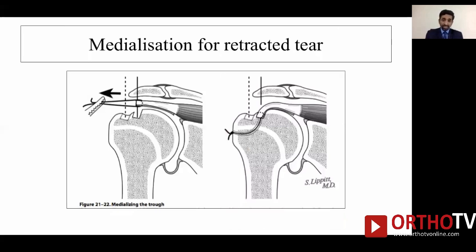In cases of a retracted tear, we can develop a groove into the articular cartilage. That is pretty easy. Just take a nibbler and create a groove, and we can do a single row repair and repair the rotator cuff into that groove by medializing the cuff tear insertion.